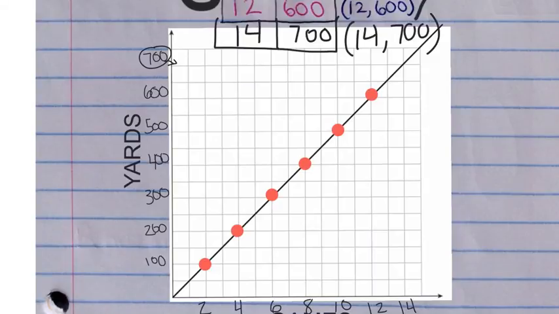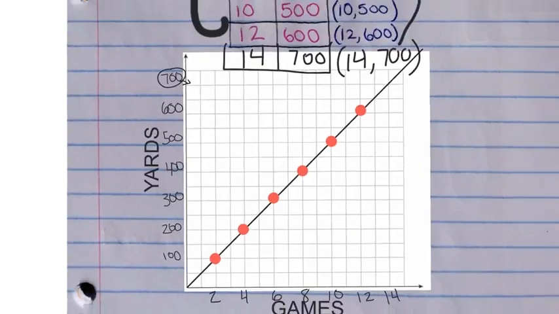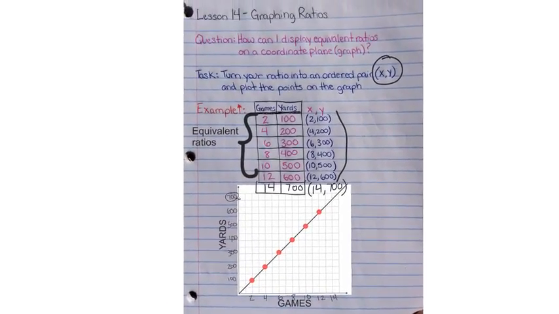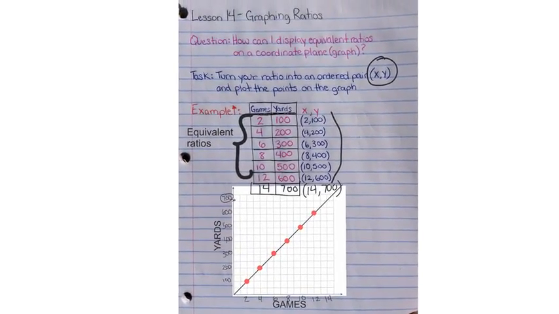So anyway, that is how you graph ratios on a coordinate plane. It just takes a little bit of practice to get used to, but really, once you master the graphing portion, it's not too complicated.